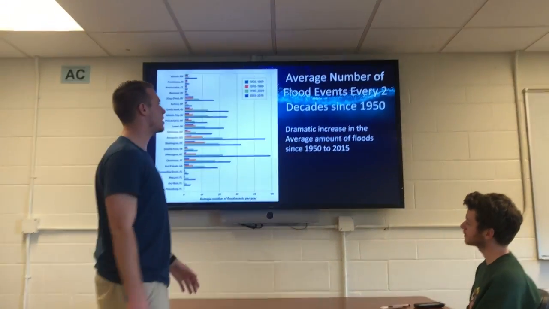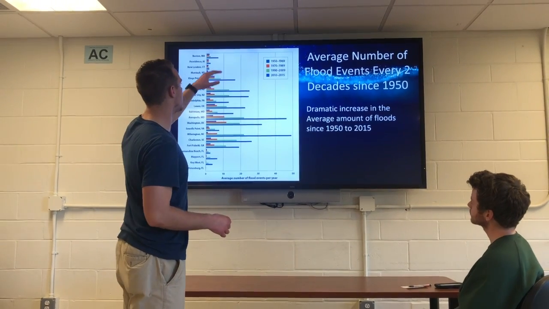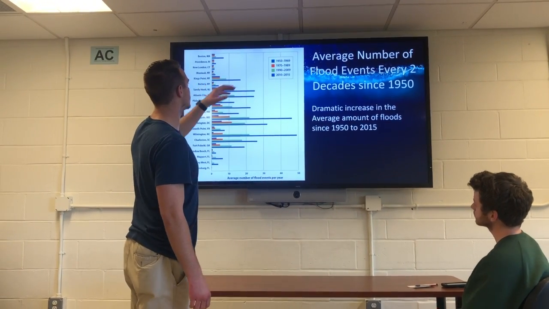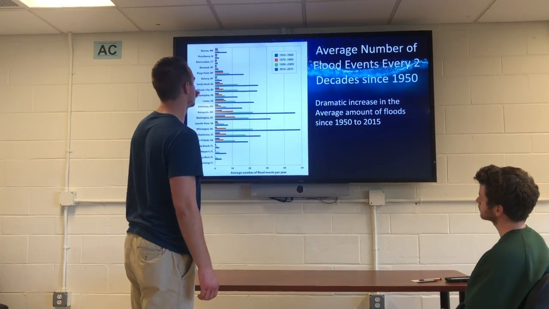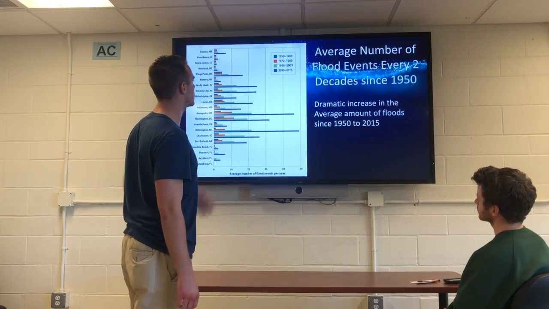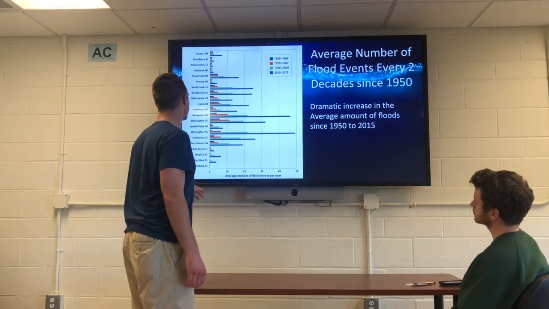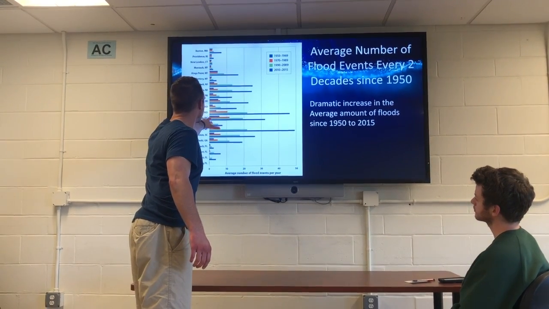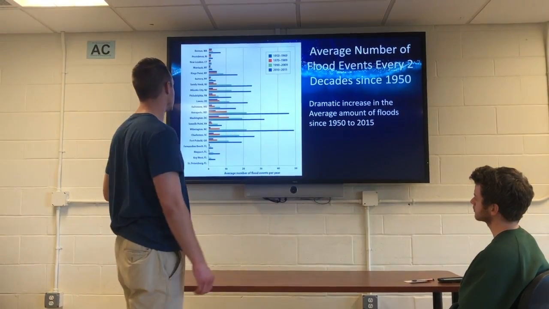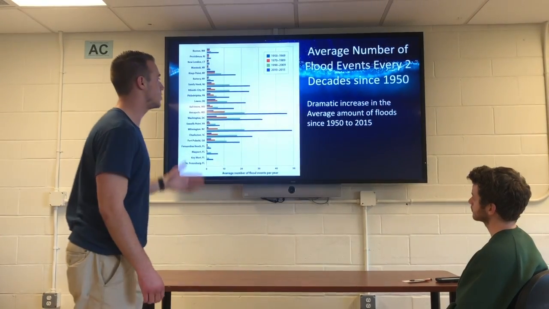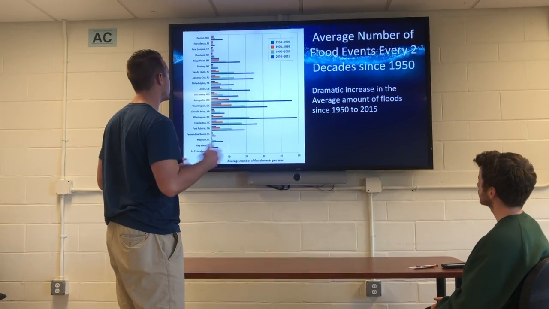So this graph here is showing the average number of flood events every 2 decades since 1950. Now the colors correspond to the years. 1950 and 1969 is the lighter blue. 1970 and 1989 is the orange. 1990 and 2009 is the green. And 2010 and 2015 is the darker blue. Now you can see in Washington, D.C., these lines between 1950 and 1969 and 2010 and 2015. The 2015 line is already over 6 times what it was in 1950. So you can see, just based on this data, the sea level has definitely risen so much more since it was in 1950.